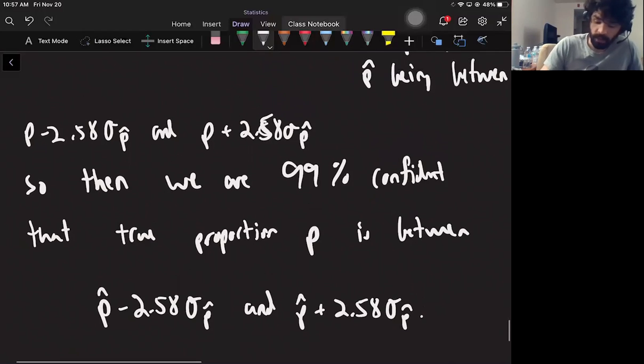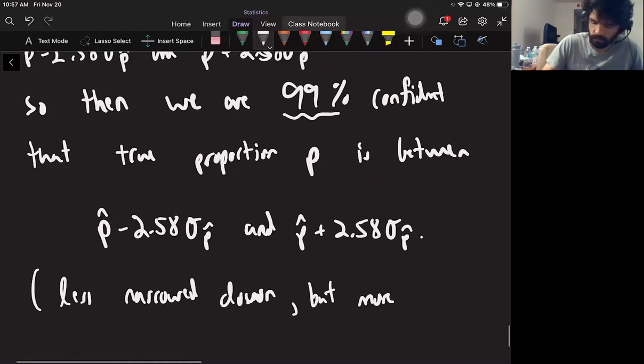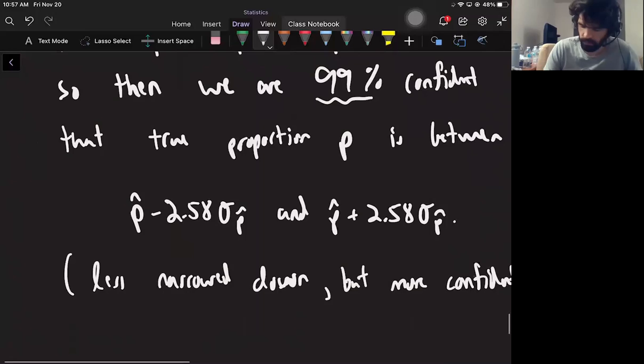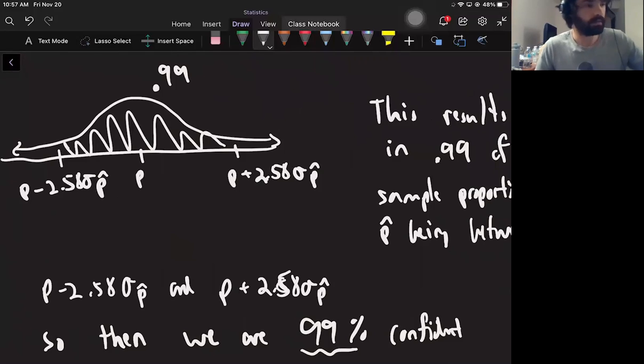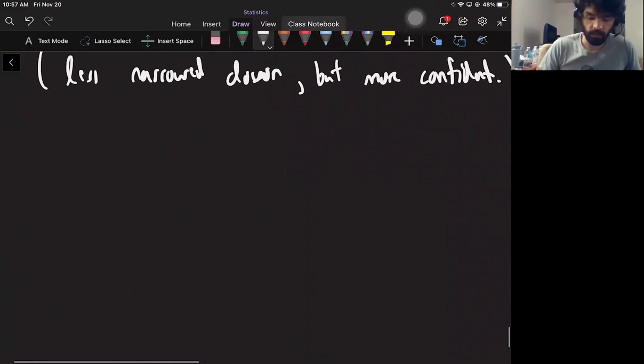So we're more confident, but we're less narrowed down. And that's the trade-off. So of course you could be 100% confident if you went infinitely out to the left and to the right, but that wouldn't help you at all. That would just be saying, I'm 100% confident that my proportion is a number. And that doesn't tell you anything. Just because you know it's a number doesn't help you. So you have to trade off some confidence for narrowing down your guess, is the idea.